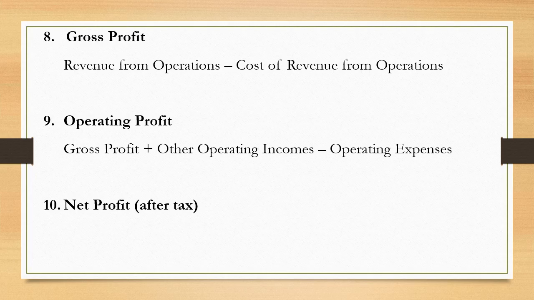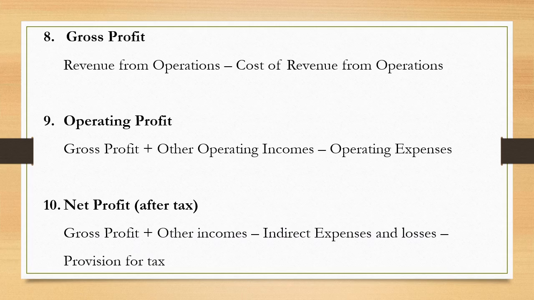Net profit after tax. If you have to calculate net profit after tax, how do you calculate that? Gross profit plus other incomes minus indirect expenses and losses and minus provision for tax. Because you are calculating profit after tax, provision for tax has to be deducted. And do remember that at the time of calculation of net profit, you have to ensure to include all incomes and deduct all expenses, whether operating or non-operating.